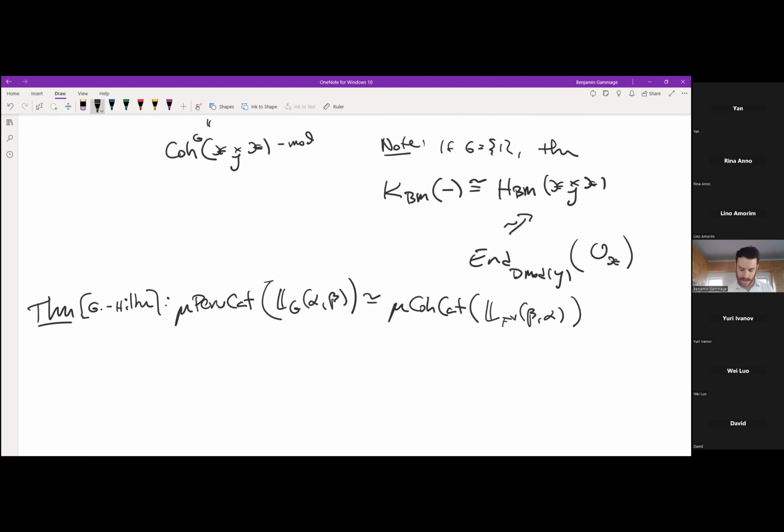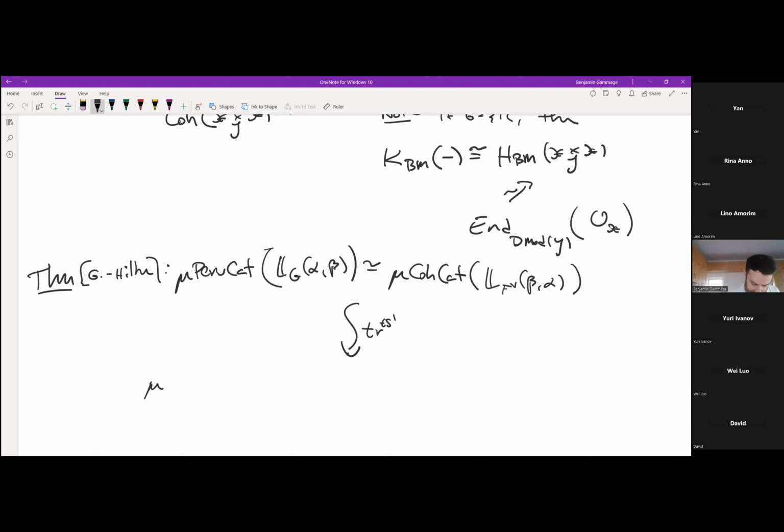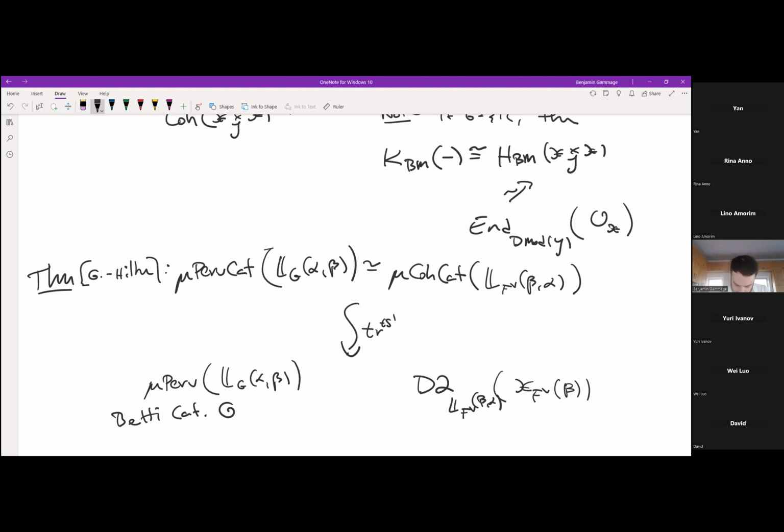And then if I take this periodic cyclic trace, Tate S1, what am I going to get? From what I've told you, on the left-hand side I'm going to get micro-local perverse sheaves on LG of alpha beta. So this is the Betti category O. And over here on the right-hand side, I'm going to get some DQ modules on my hypertoric variety, which I called X F check of beta, supported on this Lagrangian L F check of beta alpha. So this you might call Deligne-Hodge category O. And so therefore I get this equivalence between them.